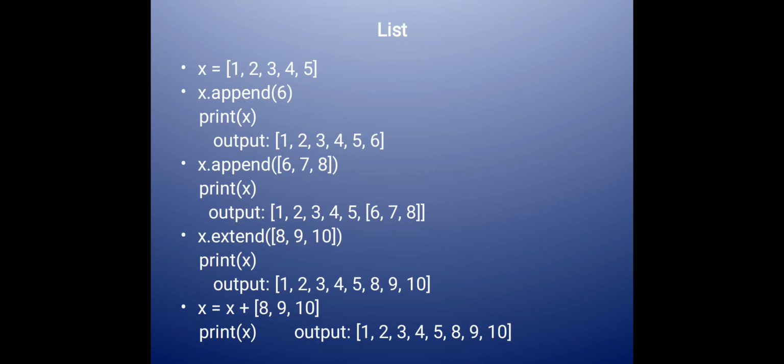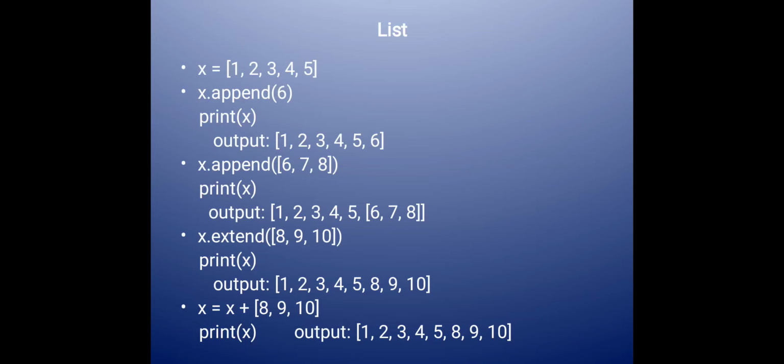Then x dot append a list of 6, 7, 8. We can also add a list as an element of the list. Then the output will be a list of 1, 2, 3, 4, 5, again a list 6, 7, 8. Then x dot extend 8, 9, 10. Then while printing x, the output will be a list of 1, 2, 3, 4, 5, 8, 9, 10.